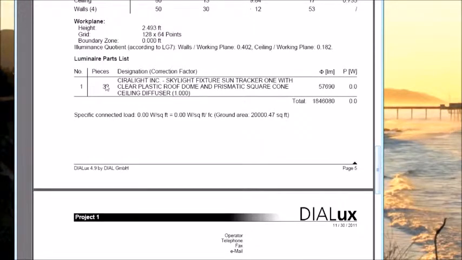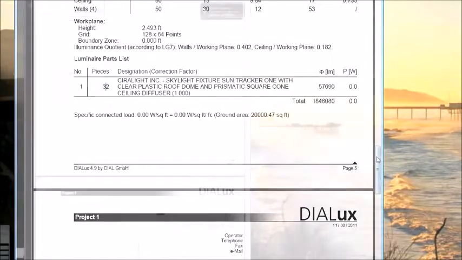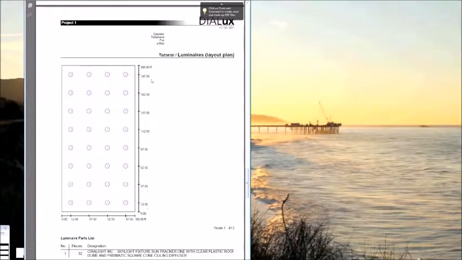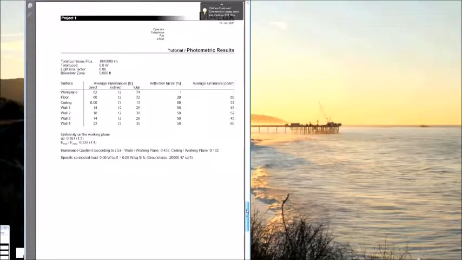We see the summary with 32 units in this case. Here's a layout with all the spacing between them. Here are our more detailed photometric results.